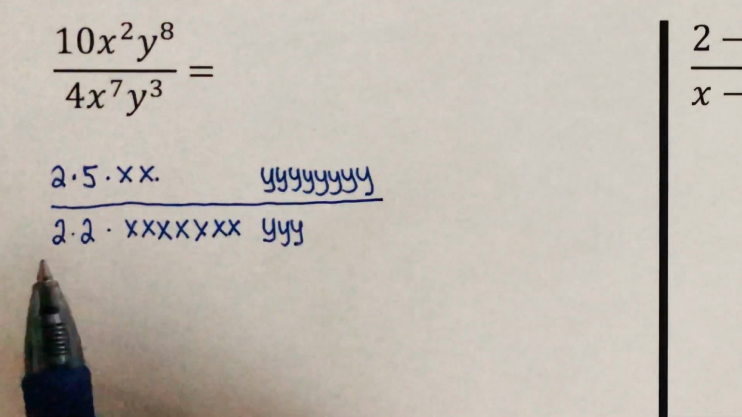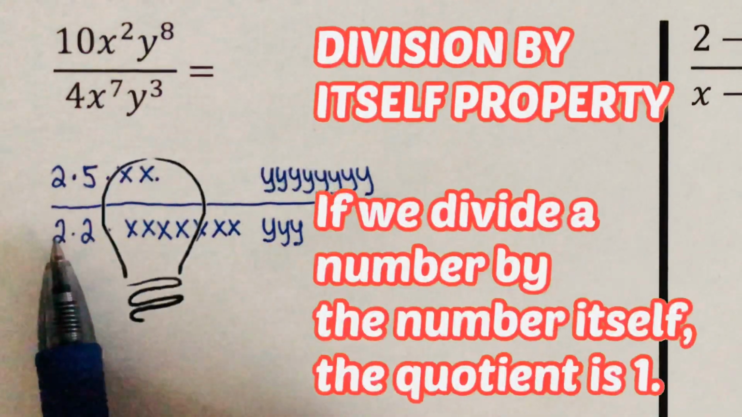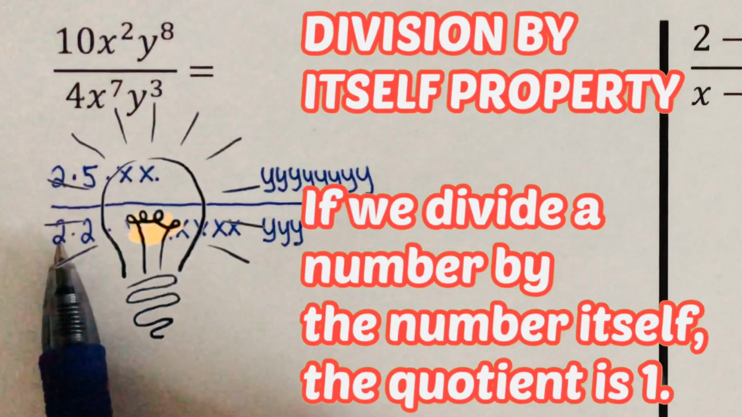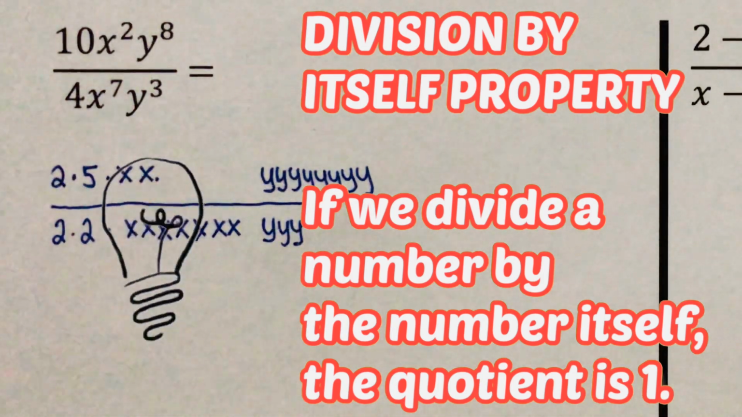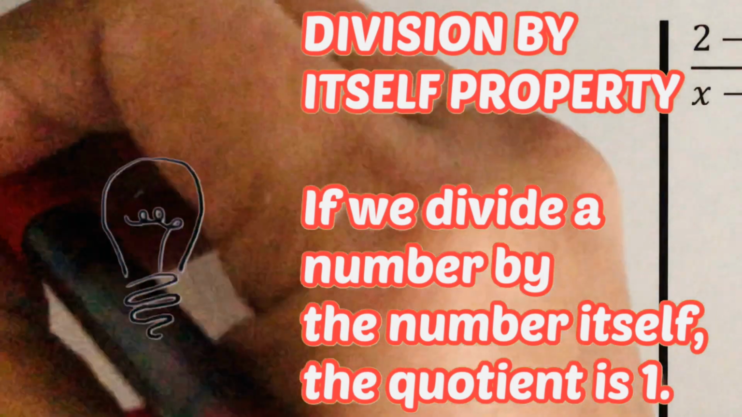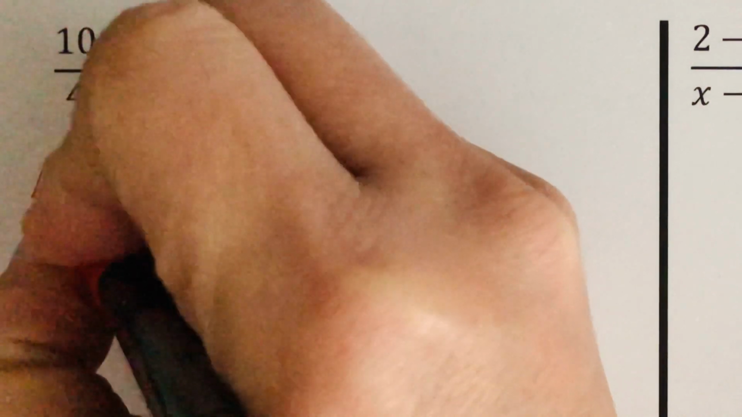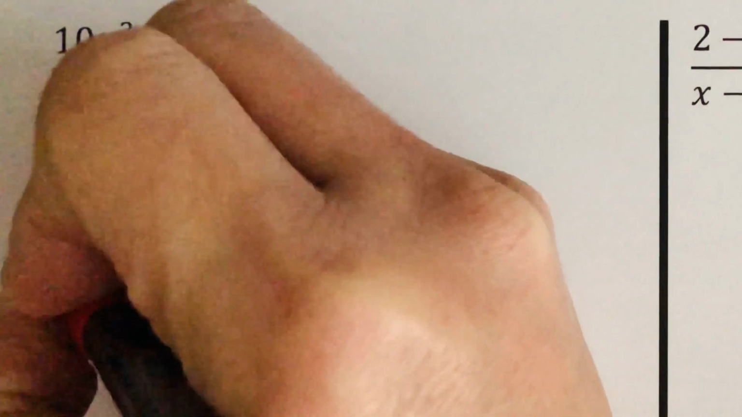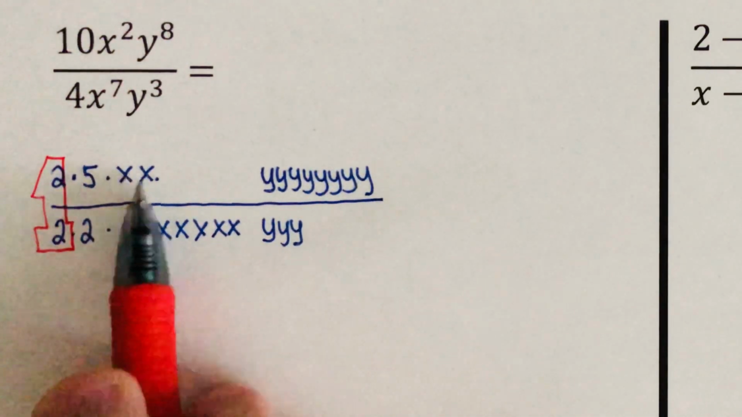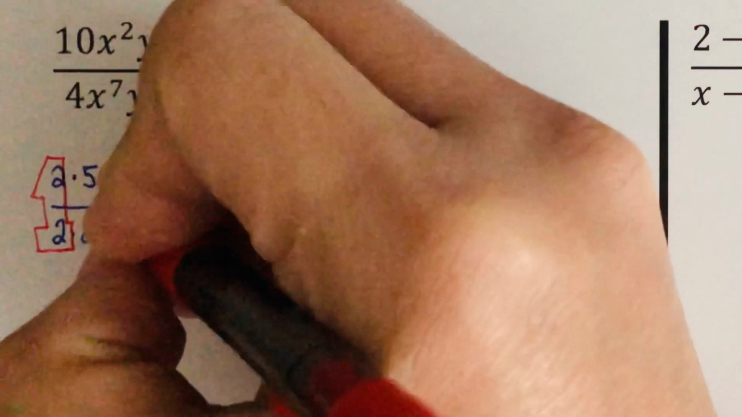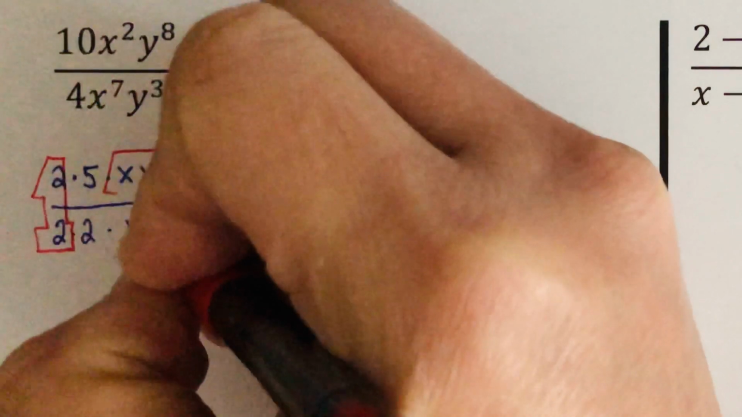In order that we can simplify this, we remember the division by itself property, which states that if we divide a number by the number itself, then the quotient is 1. So if we have a 2 over 2, this is actually 1 right here. So I can write 1 on that one. So 2 divided by 2 is just 1. And then we have x, x, and x's here. So we can go ahead and put this all as 1 right here.